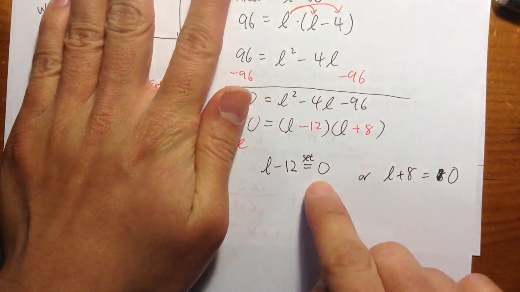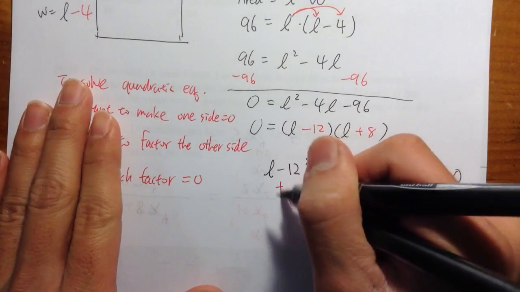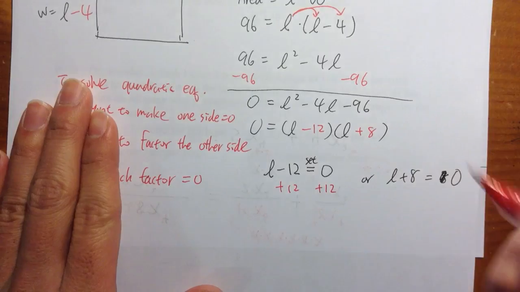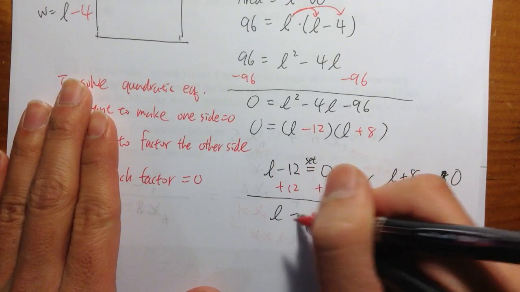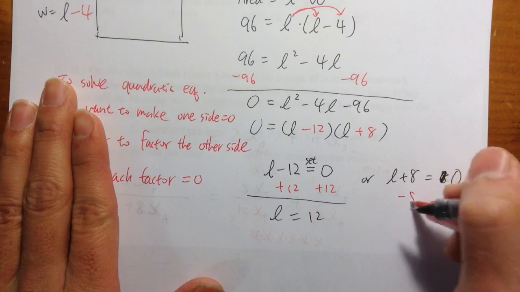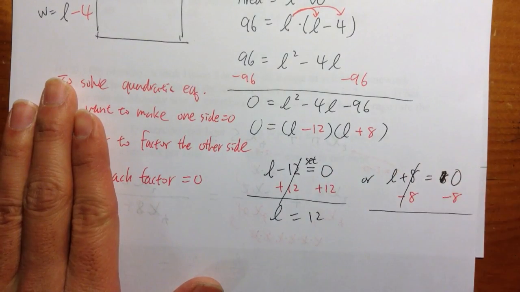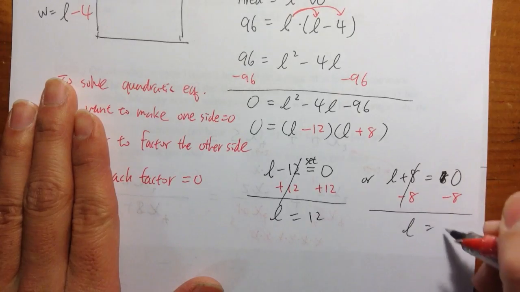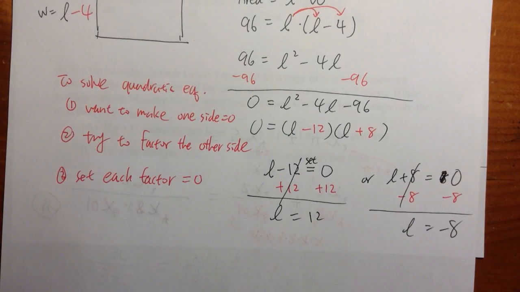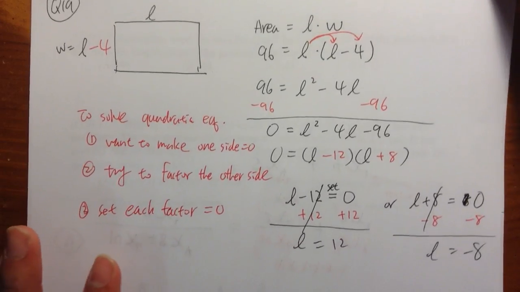Okay, and now if you just cover everything else, L minus 12 is equal to 0, I can solve that easily, right? I can just add 12 on both sides. So I have L is equal to 12. And then for this equation right here, you can just minus 8 on both sides. Oh, by the way, cancel this. And then have L is equal to negative 8. However, as we can see, we have two answers.